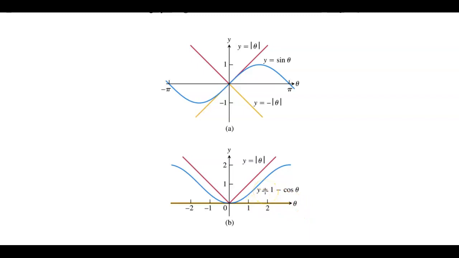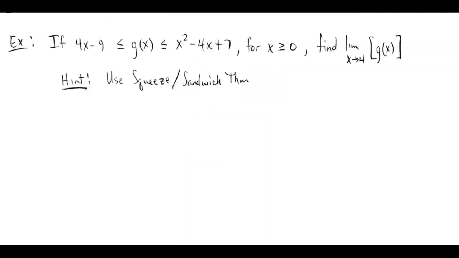Okay. So now what we're going to do is we're going to look at some examples on how we would actually apply this squeeze theorem. So we'll start off with a simple example here. And we notice that what we're given is we're given that g of x is a function that lies in between these two functions if I was to graph it. So it lies in between this line and this parabola, for values of x that are greater than or equal to 0.